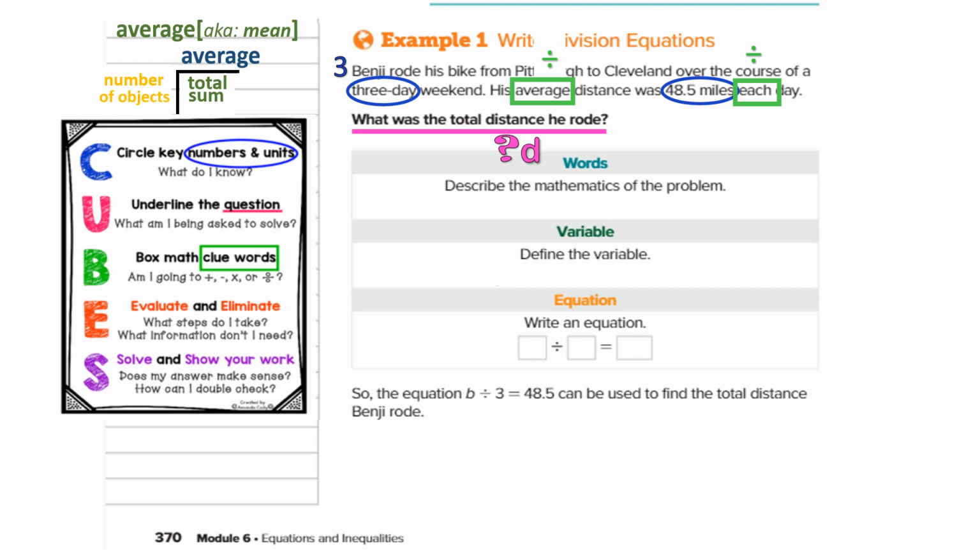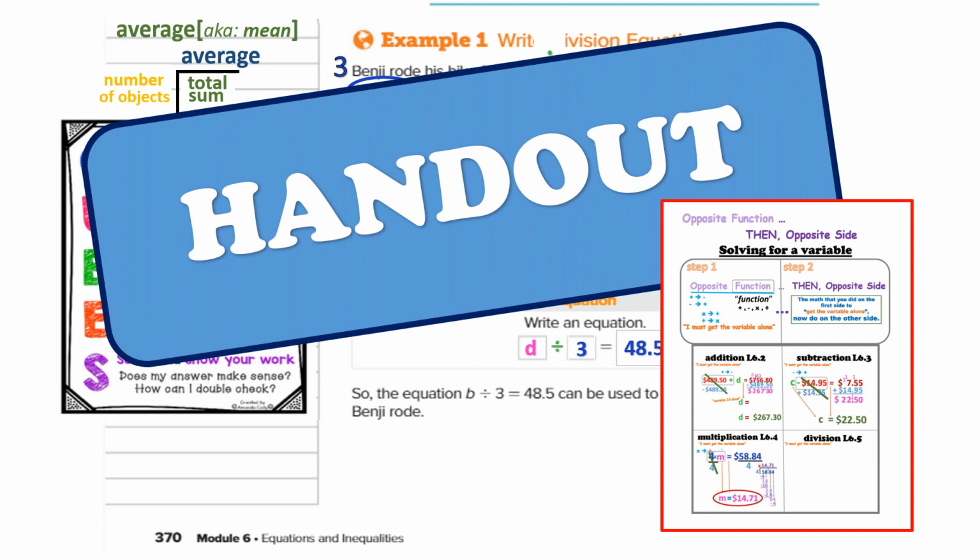What was the total distance that he rode then? I'm going to use the D to find the answer. So my variable is going to be D, and we're going to say my overall distance, D, is going to be divided by, how many days? Well, 3 total days. So what was their average? How far did they go each of those days? 48.5 days. So then we're curious as to, well, how far did he go altogether?